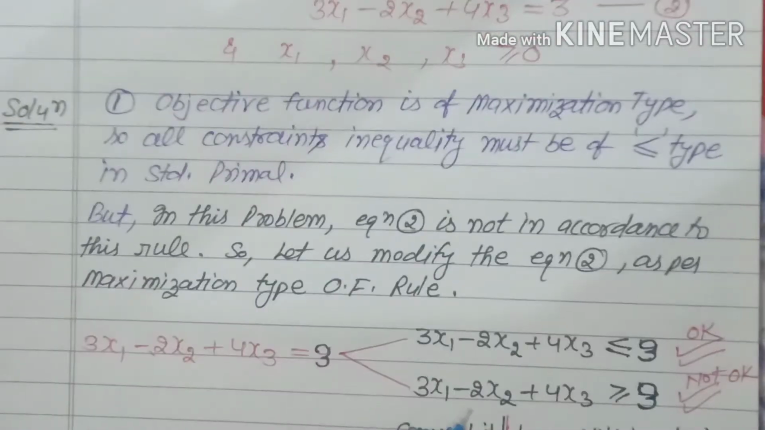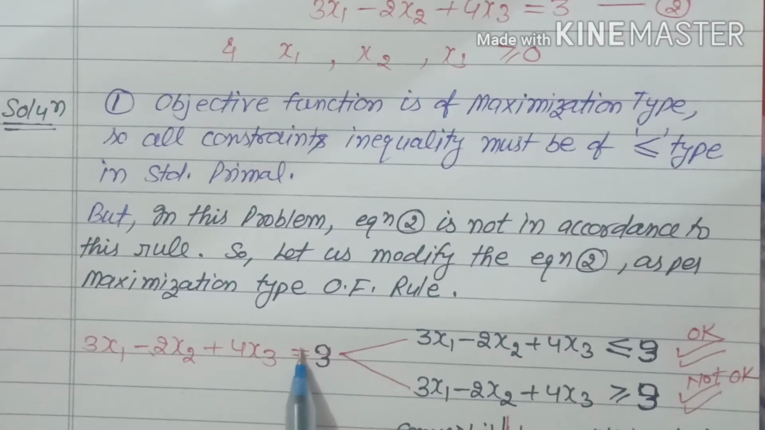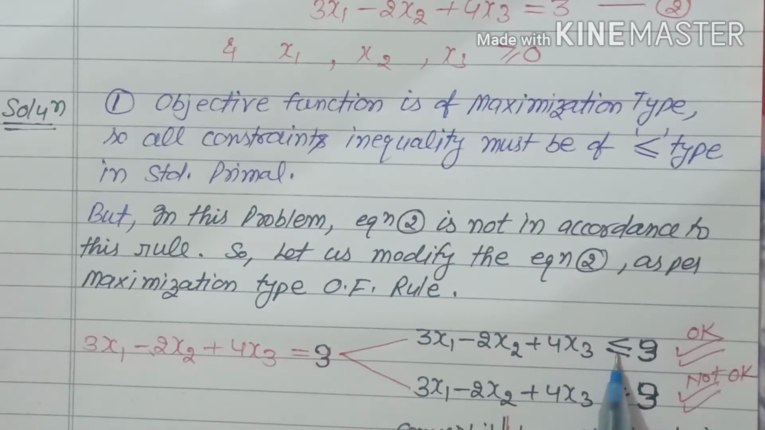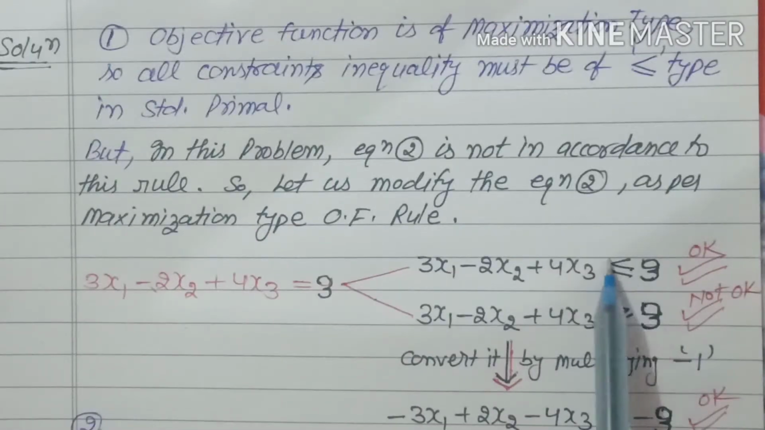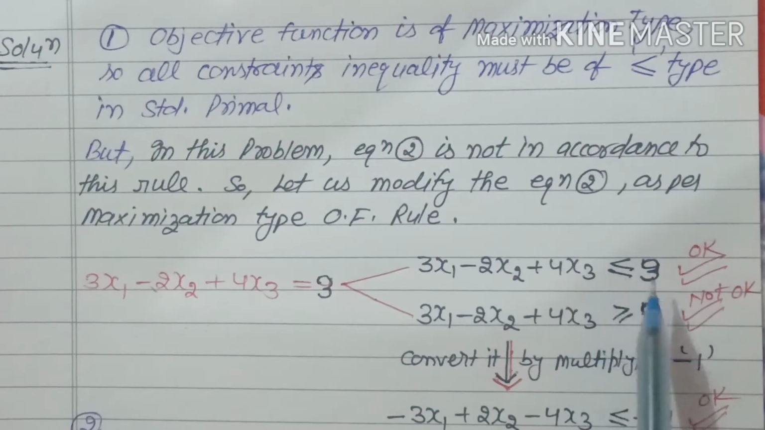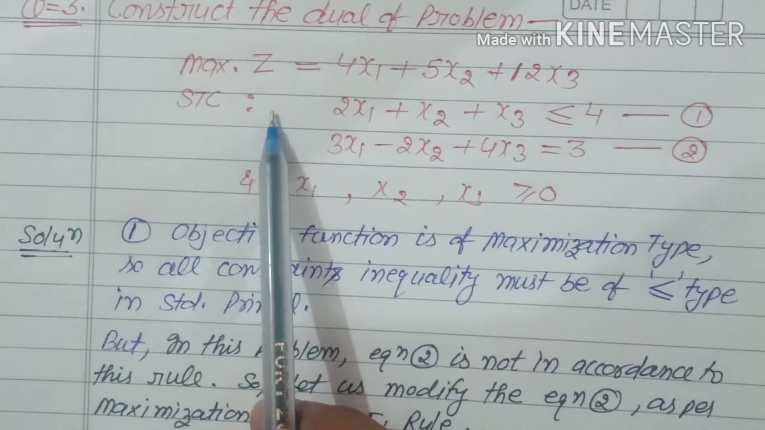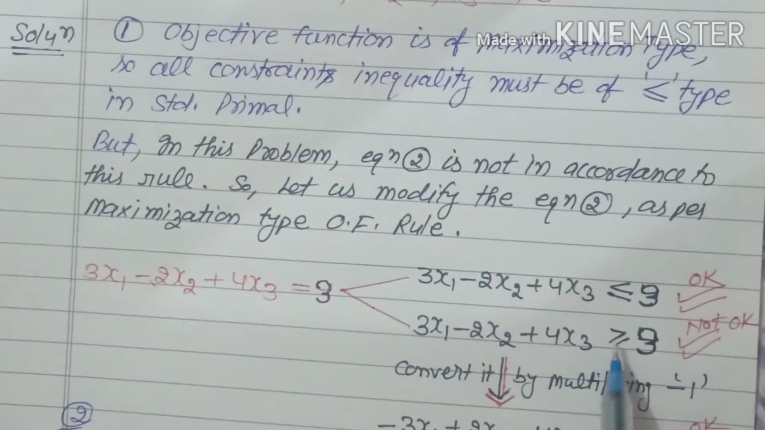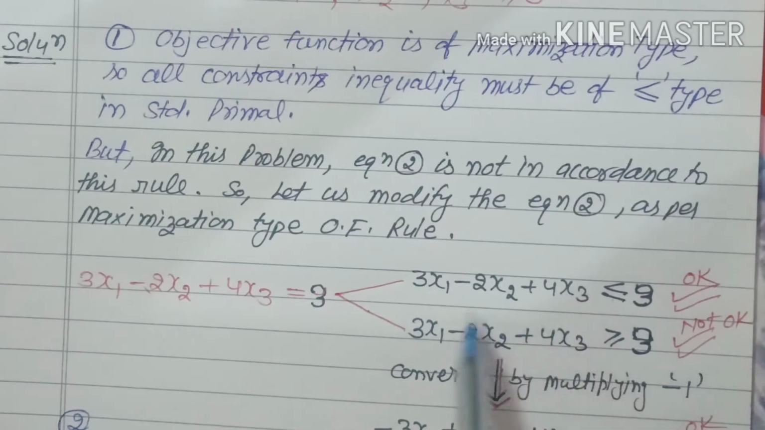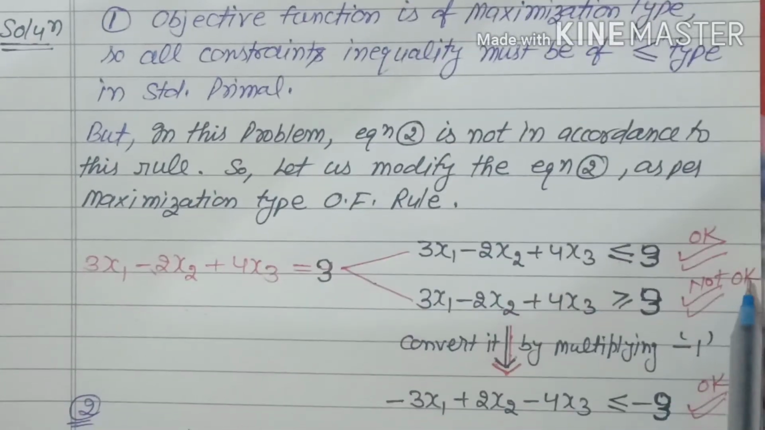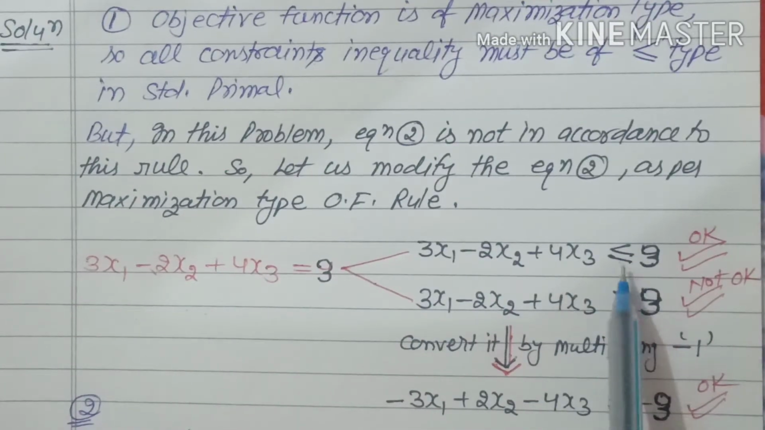So we have to convert this equality sign into this symbol, and that can be done by making this equation into two equations. In one equation the symbol will be of less than or equal to type, and this is as per the requirement of a maximization type objective function. But here you will see that this symbol is of greater than or equal to type, and as per the requirement of a maximization type objective function this is not okay, so we have to make it similar to this symbol.